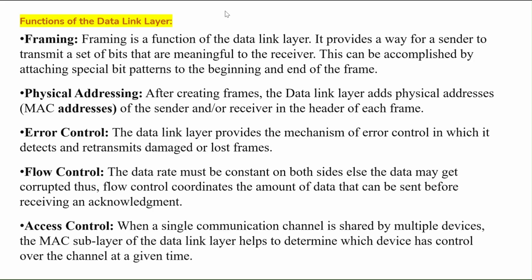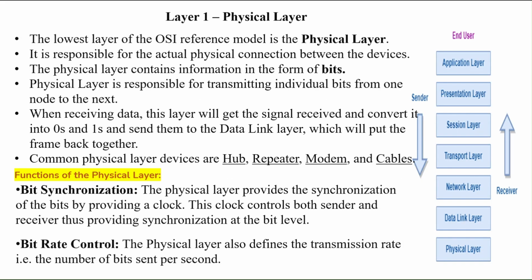Going to the next slide, that is the final layer, Layer 1, the physical layer. The main points I want to say here: the physical layer is the lowest layer of the OSI model, also called the physical layer. It is responsible for the actual physical connection between the devices, from one device to another device.